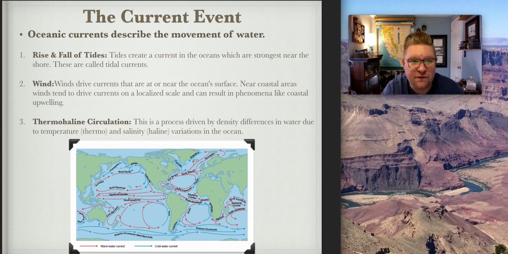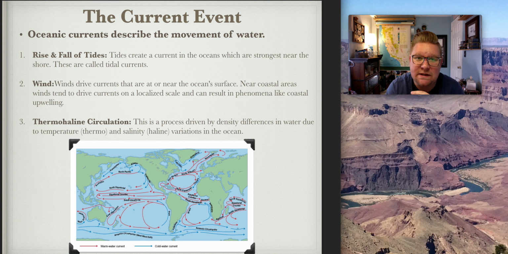So another way that water moves, we'll talk about the current. Oceanic currents describe the movement of water. I broke this into three parts: the rise and fall of tides, winds, and then thermohaline circulation. The rise and fall of the tides themselves can create a current within the ocean, strongest near the shore, such as riptides. They're called tidal currents. Currents are very large, it's like part to whole, taking these smaller pieces of tides and waves and looking at the grander scale, where it really works on a more continental or global landscape.